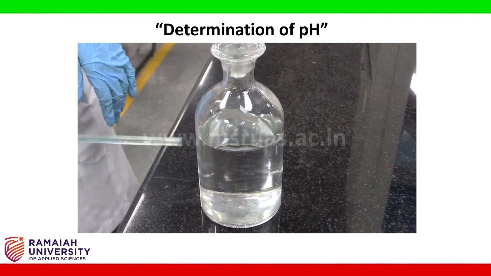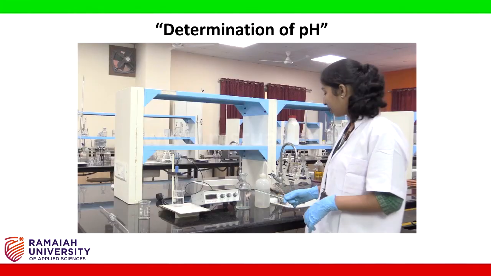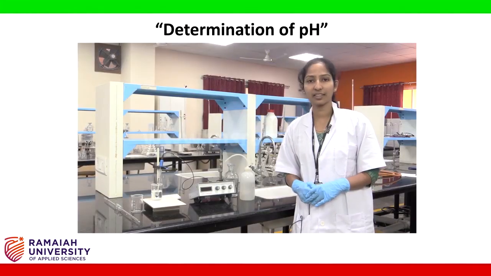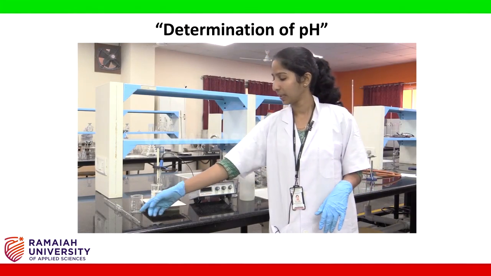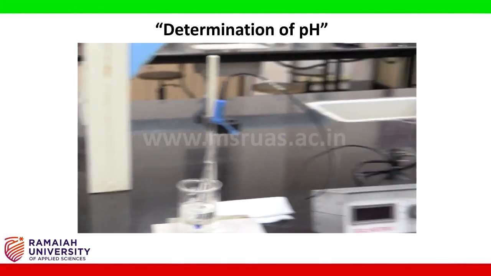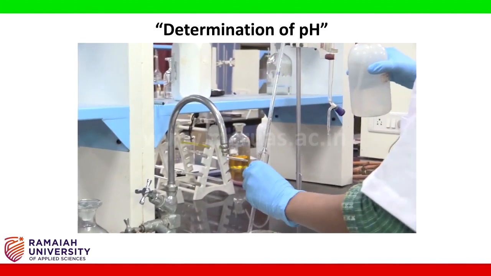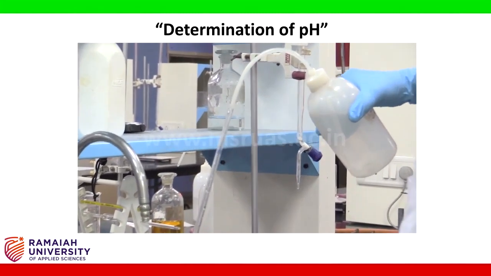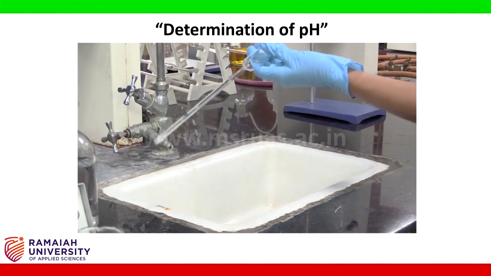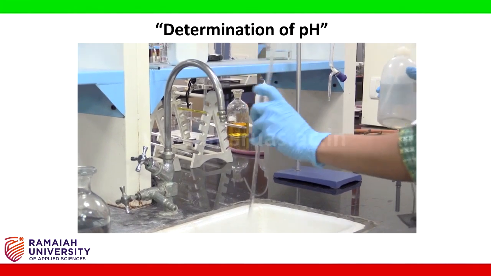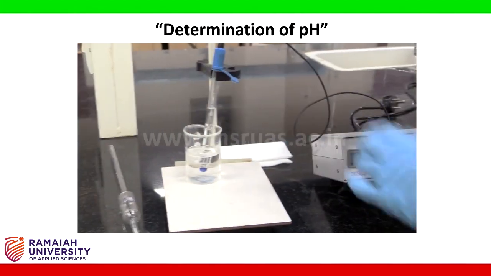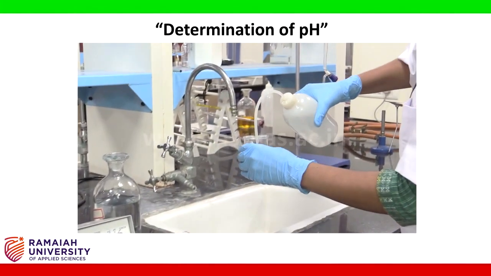Water sample. This is the water sample which is to be tested, and distilled water. We have distilled water here to clean the apparatus. Before starting the experiment, we need to clean the pipette and the burette using distilled water. I am taking a pipette. I am using distilled water to clean the pipette. So now I am going to clean the beaker.